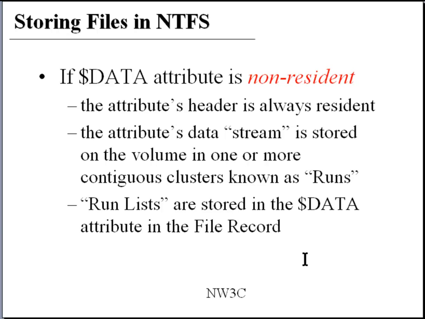Okay, if the data attribute of a file is non-resident, that means that its contents are too large to be enclosed within the master file table record entry. The attributes header is always resident, and the attribute's data stream, remember that's the unnamed data stream, is stored in the volume in one or more continuous clusters called runs. And the run lists are stored in the data attribute in the file record. So instead of containing the actual data, the run list, which is the list of clusters that comprise the file, is contained in the data area.